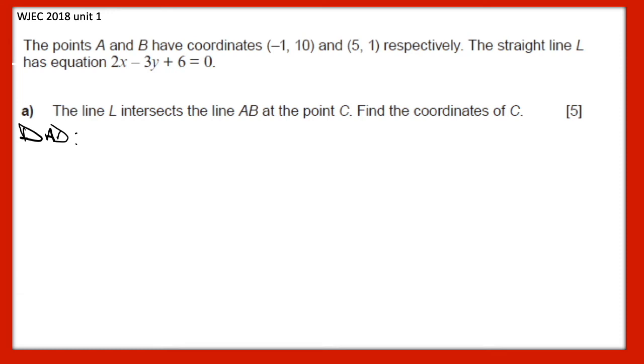Whenever you've got a question like this, I always find it really useful to draw a diagram. So it's not referring to your parent over here, it's just draw a diagram. Diagrams don't have to be great, they just have to be good enough to see what's going on. So what I've got in this particular case is my point A is at minus 1, 10, my point B is at 5, 1.